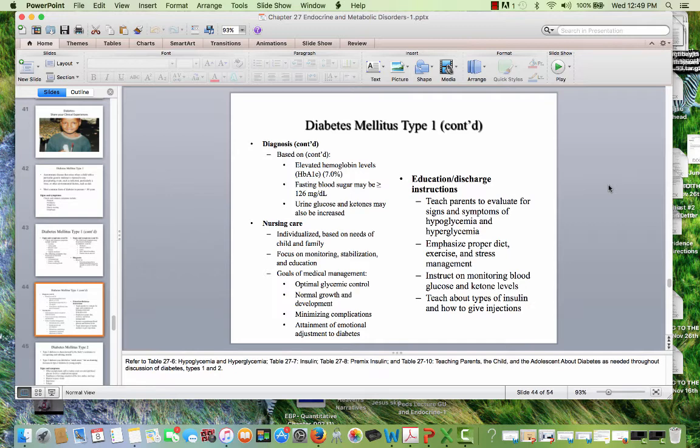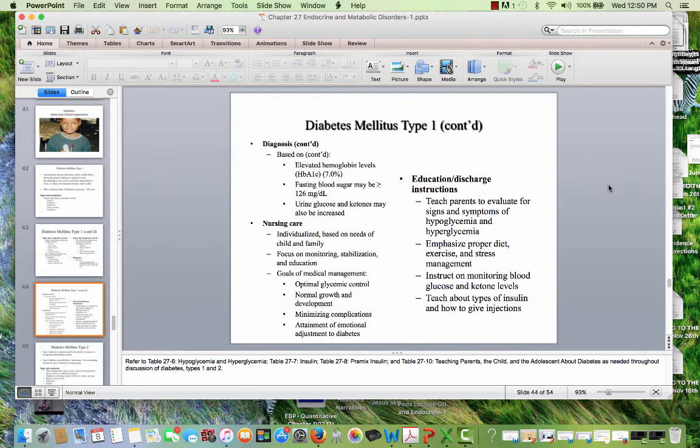So the teaching is teaching parents to evaluate for the signs and symptoms of hypo and hyperglycemia, emphasizing the proper diet, exercise, and stress management. You're going to instruct on the monitoring of the blood glucose and ketone levels, and teaching about types of insulin and how to give the injections. So I'm going to talk a little bit about some of these types of insulin real quick.